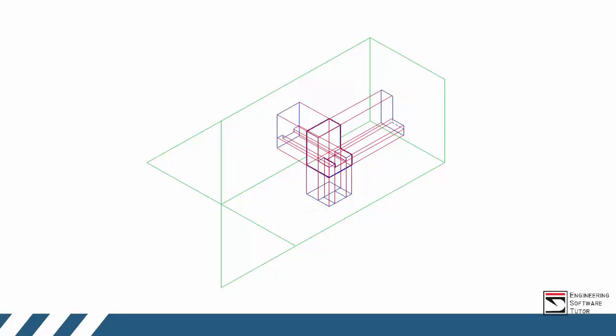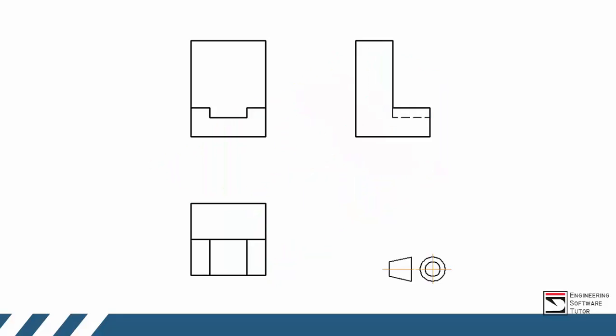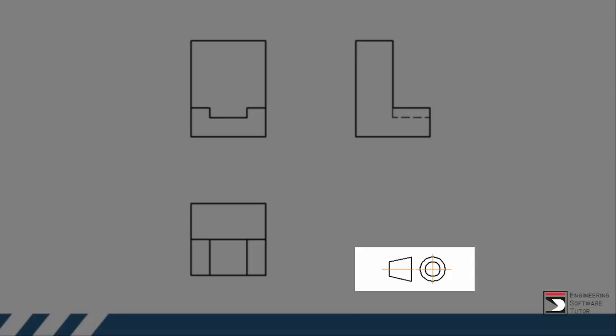These projections produce three views named front view, end view, and plan. When the three views are placed on one plane, the result is as seen on screen. The first angle projection symbol is indicated at the bottom right position of the screen.